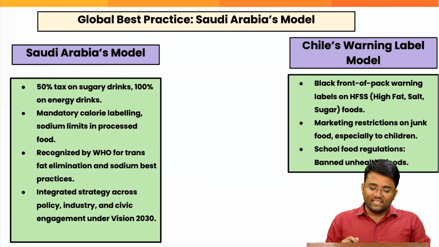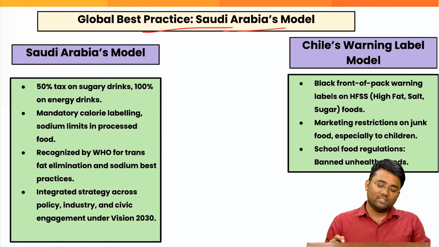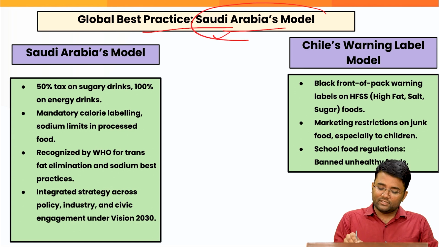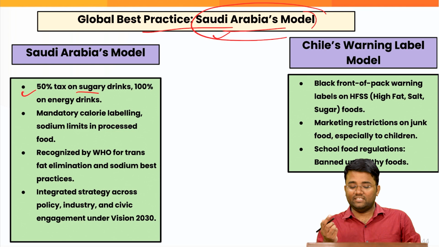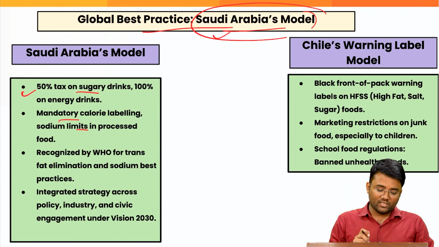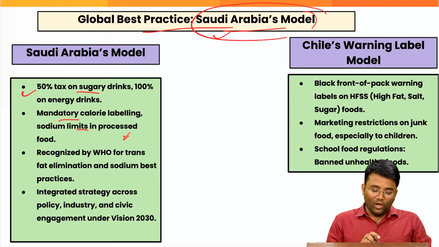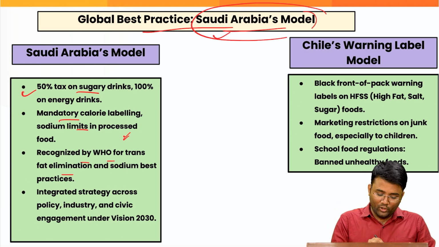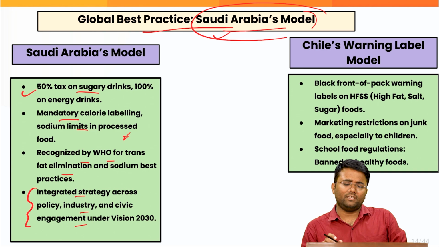And that is the reason there are some global best practices which have been highlighted in the editorial also, which are being followed. For example, in Saudi Arabia there is a 50% tax on sugary drinks, 100% on energy drinks. There is mandatory calorie labeling on each food product, and sodium limits have also been imposed on processed foods. It has also been recognized by WHO for trans fat elimination and sodium best practices. There is also an integrated strategy across policy, industry, and civic engagement under Vision 2030.